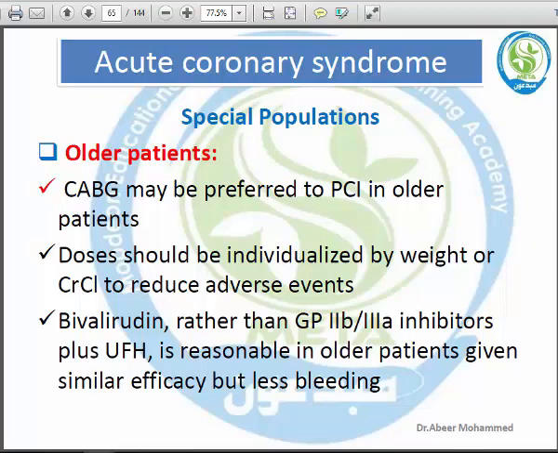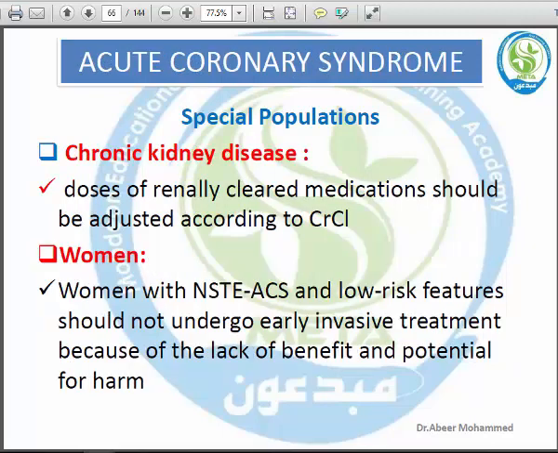Bivalirudin, rather than glycoprotein IIb/IIIa inhibitors plus unfractionated heparin, is preferred in older patients عشان نقلل الريسك بتاع البليدنج. We know that في older patients الكاينetics بتتغير والداينامكس بتتغير according to the age progress. In chronic kidney disease patients, the doses also should be revised and adjusted according to creatinine clearance.